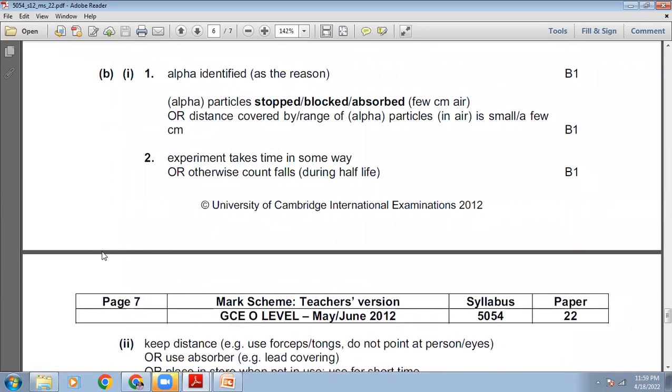Okay, so the marking scheme says alpha is identified as the reason: the alpha particles are stopped, blocked, absorbed by the few centimeters of air, or the range of alpha particles in air is small, a few centimeters only. The experiment takes time, otherwise the count falls during the half-life. When you are taking the readings, the reading might reduce due to the half-life. If half-life has passed during your experiment, the reading will go down.